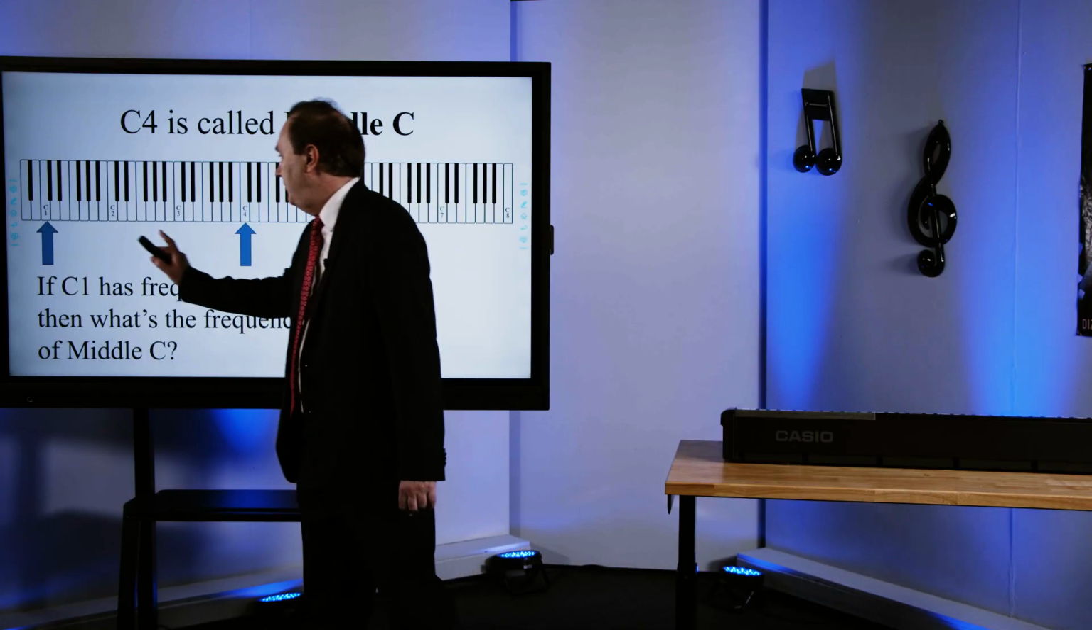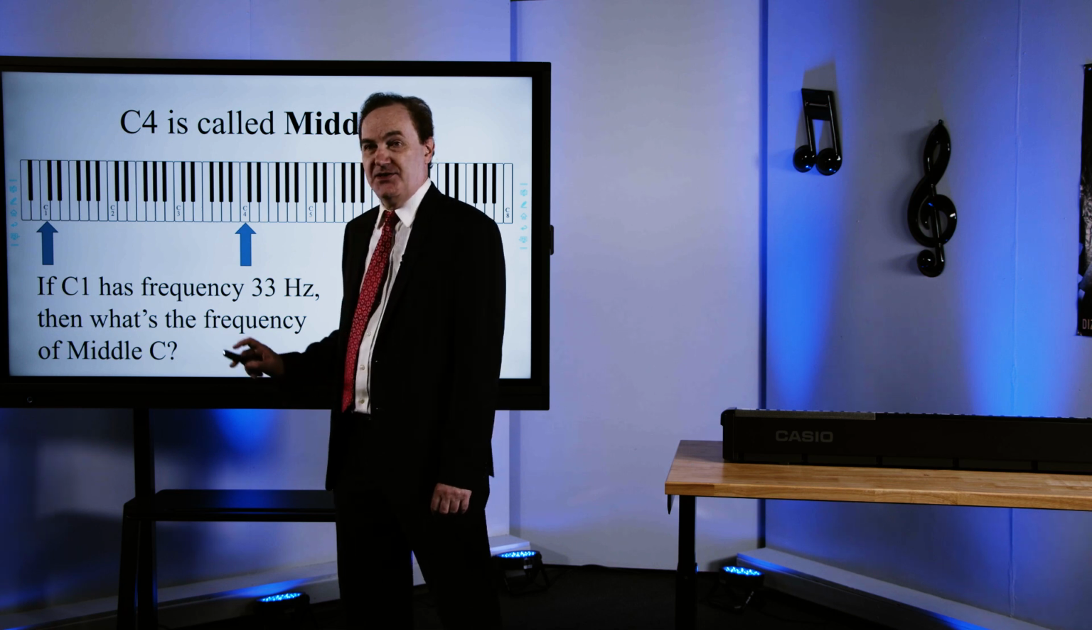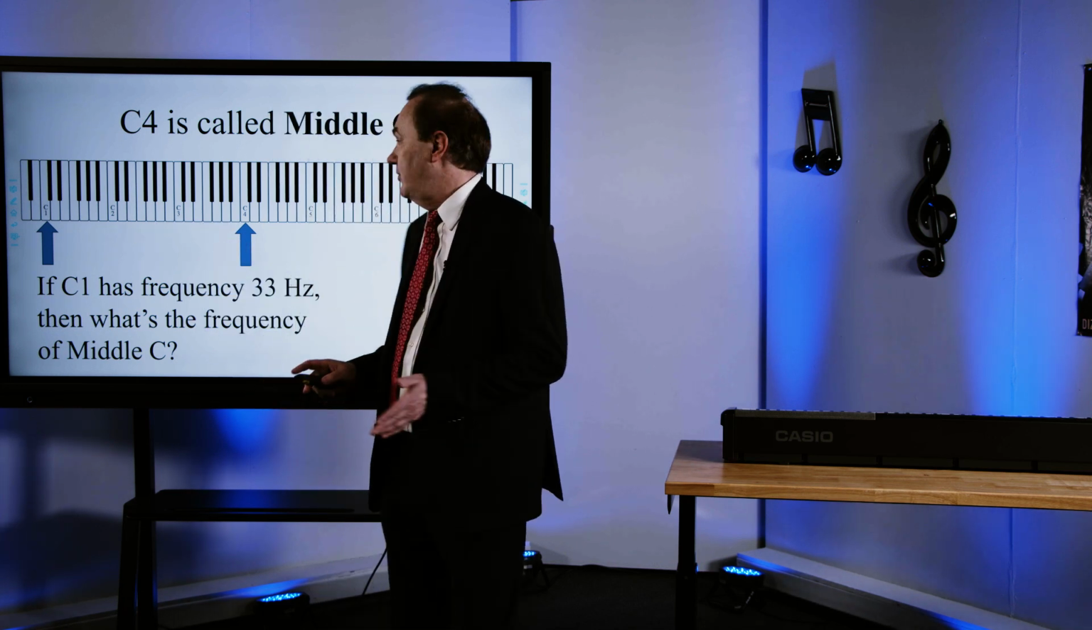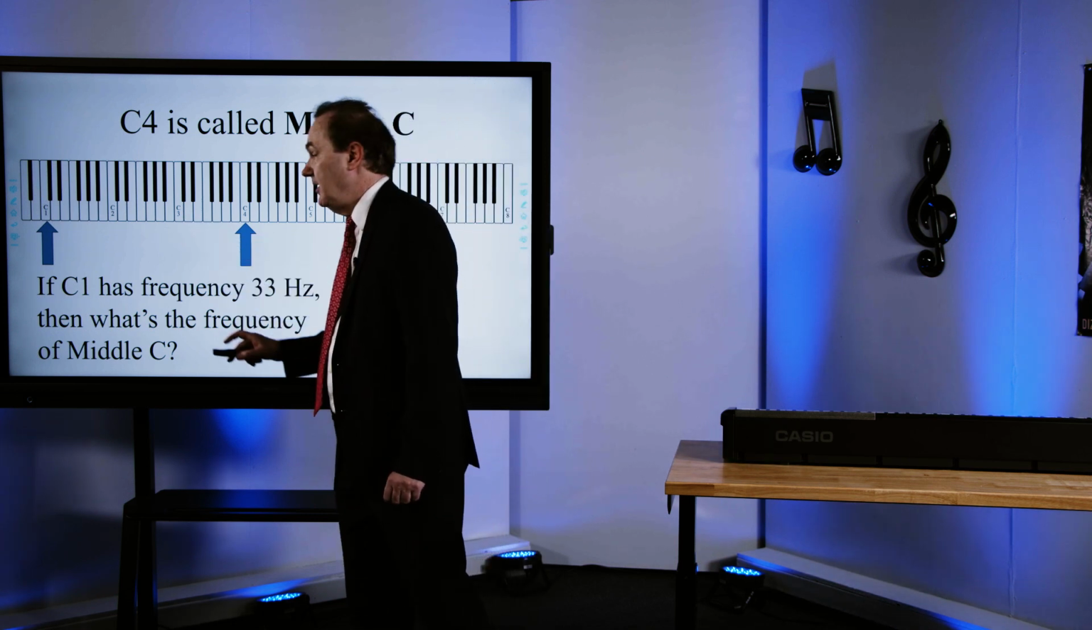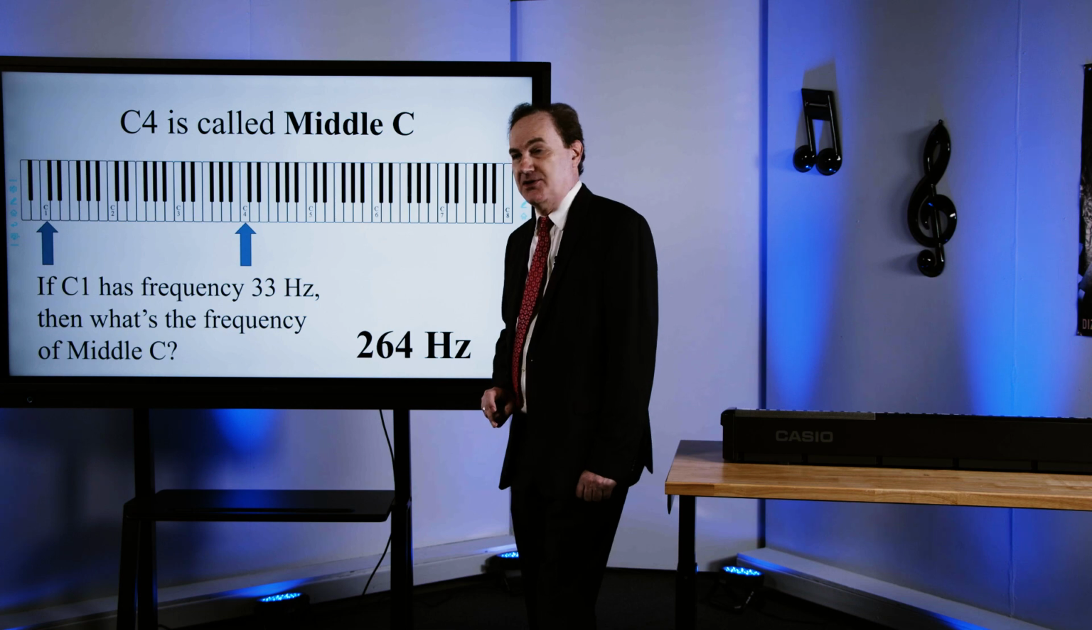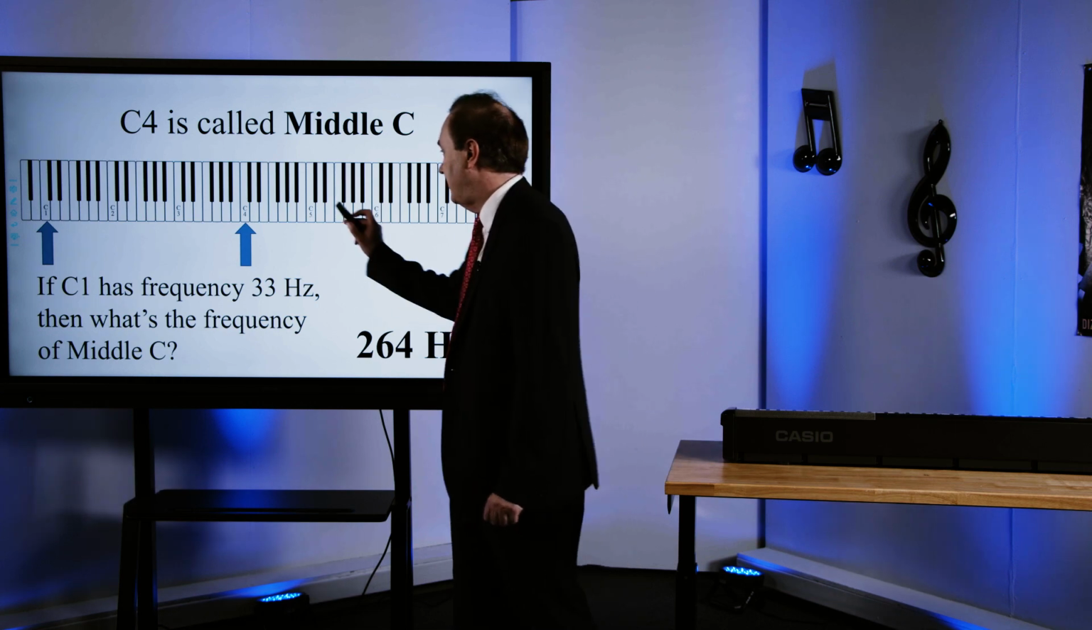So if we double 33, we get 66 hertz. If we double 66 hertz, we get 132 hertz. That brings us up to C3. If we double that, we get 264 hertz. So that would be the frequency of C4.